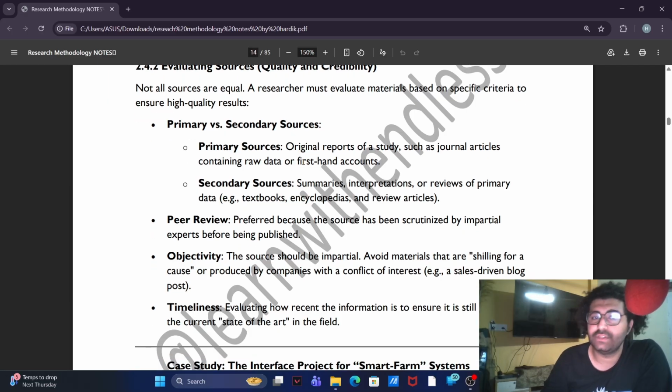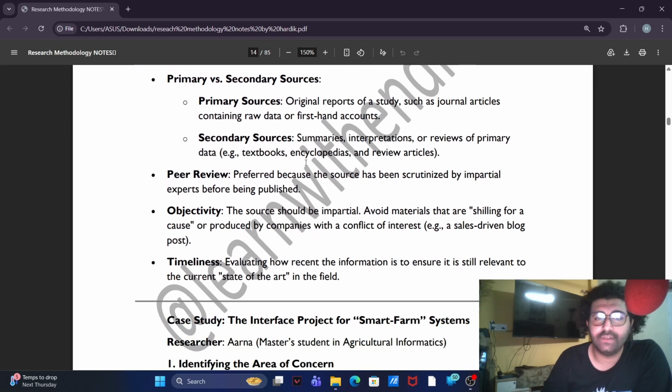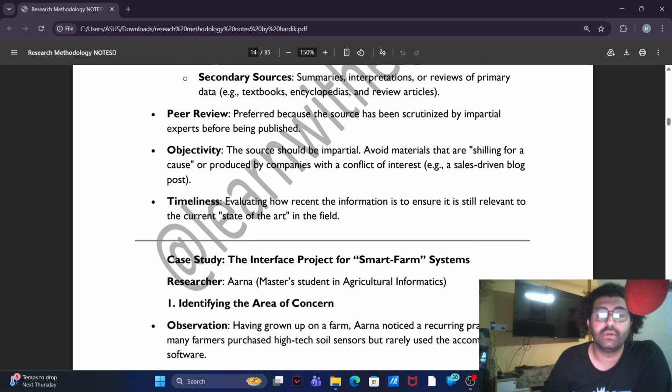Primary versus secondary sources. Primary sources are original reports of a study, such as journal articles containing raw data or first-hand accounts. Secondary sources are summaries, interpretations, or reviews of primary data. Examples: textbooks, encyclopedias, and review articles. Peer review is preferred because the sources have been scrutinized by impartial experts before being published.